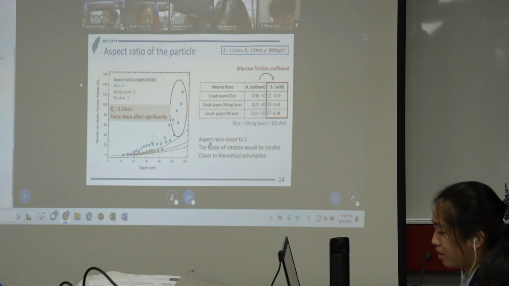And so when the aspect ratio is closer to 1, the factor of rotation of a particle would be smaller, so it is closer to our theoretical assumption.